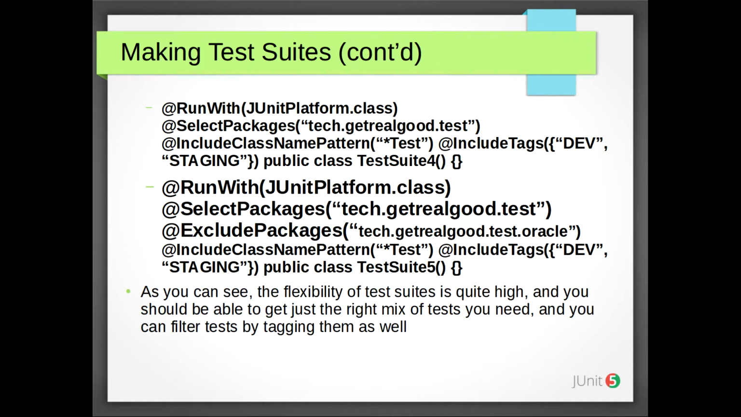As you can see, the flexibility of test suites is quite high, and you should be able to get just the right mix of tests you need. And you can filter tests by tagging them as well. So basically these annotations are to help you select and filter test classes, unit tests, etc. And whatever comprises a test suite can be run together by the JUnit runtime. So let us continue to the next slide.